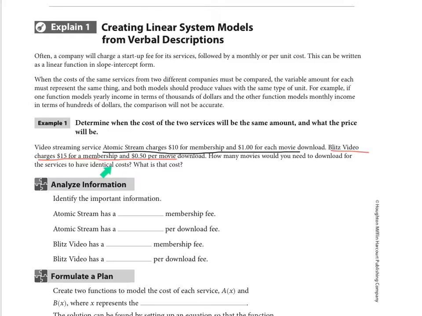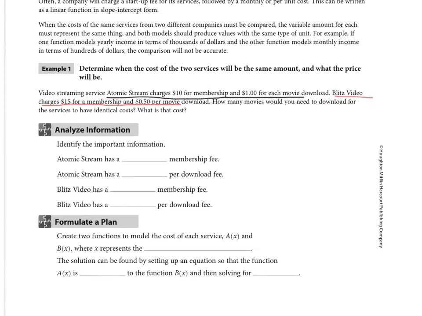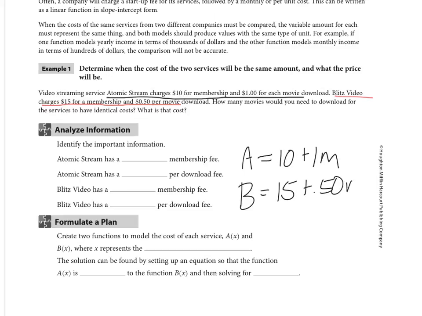So you want them to be equal. And what is that cost? So what are we looking for? We're looking for where these lines intersect, where they're equal, so you could do substitution, elimination, graphing, whatever you want to. So based on the information, we're going to create equations for these. You can fill in the blanks here if you want to, but I'm just going to go straight to the equations. So Atomic Stream, $10 membership plus $1 per movie. Blitz Video, $15 membership fee plus 50 cents per movie.